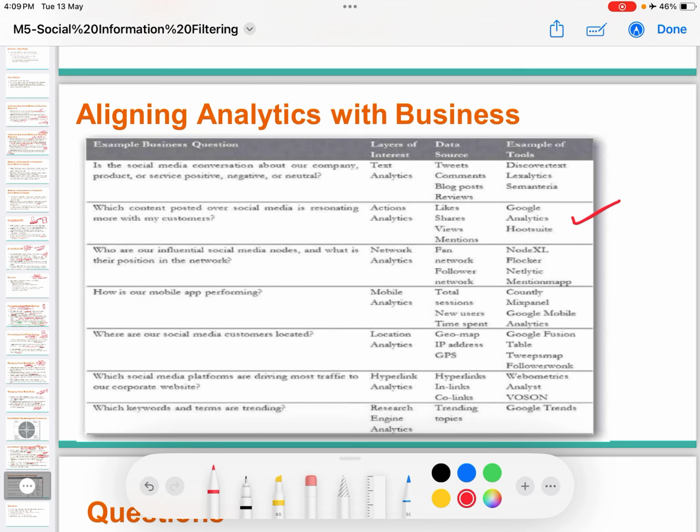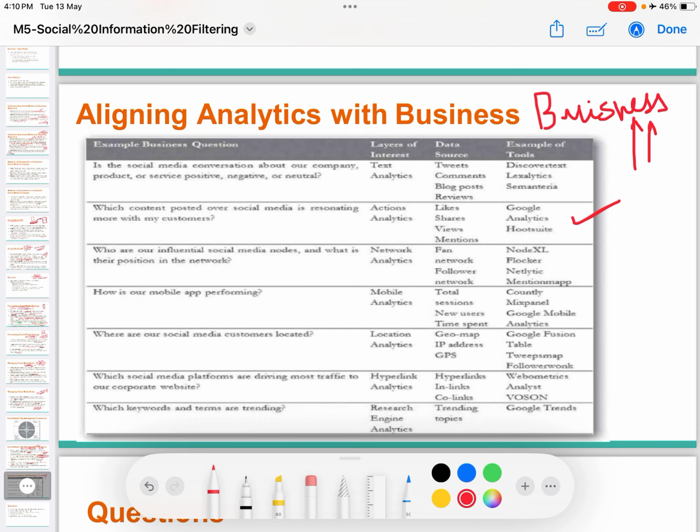Who are the influential social media nodes and what is their position in the network? How do you understand? By network analytics. If the business is following a person who has a higher ranking and more followers, that person is an influential node, which means the business will also automatically rise. So the fan-follower or follower network.